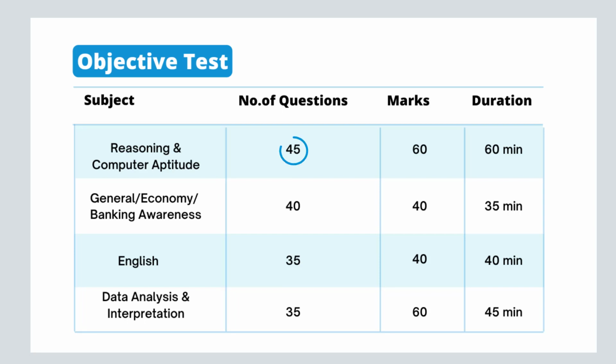45 questions will be asked from reasoning and computer aptitude section for 60 marks, and the duration is 60 minutes. And 40 questions will be asked from banking awareness for 40 marks, and the duration is 35 minutes. And 35 questions will be asked from English language section for 40 marks, and 40 minutes is the duration. And 35 questions will be asked from data analysis and interpretation for 60 marks, and 45 minutes is the duration.